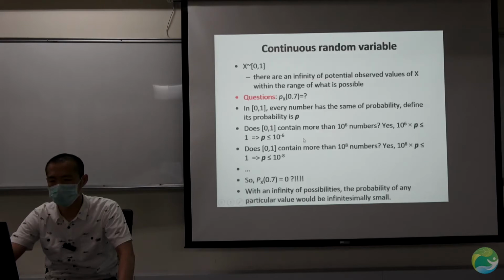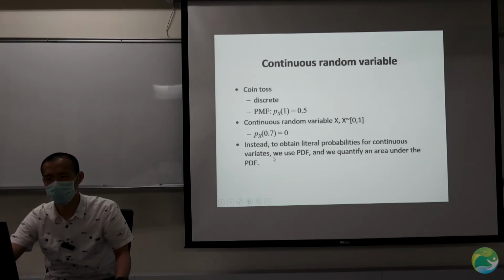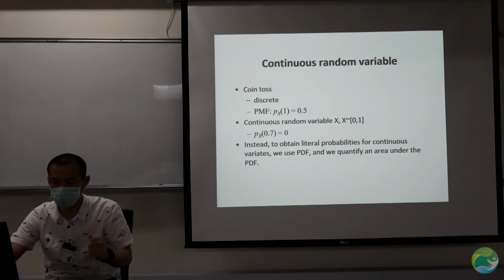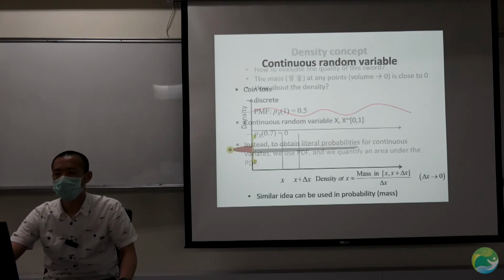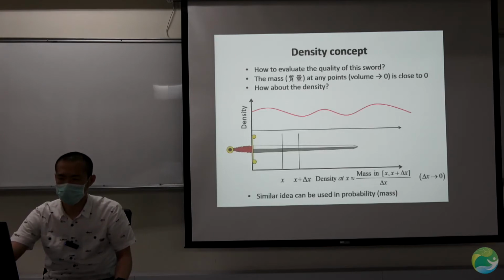Here is the solution. Instead of examining the literal probability for a continuous variable, we use the PDF, called the probability density. We don't use probability. We use the probability density, okay? We quantify an area under a PDF. So I'm going to talk about the density concept here.